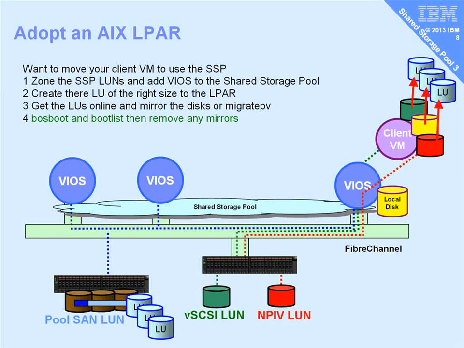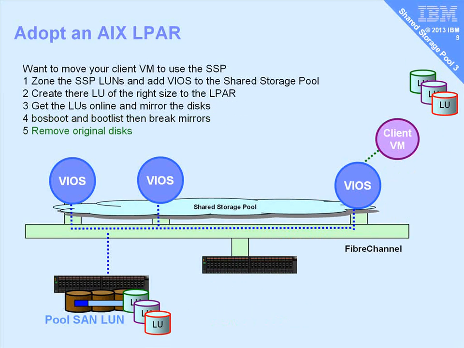We need to do the bosboot and bootlist commands so that we can restart the client VM and boot off the new set of disks. And then if we have any mirrors left, we can remove those. Then we can remove those older disks. This is quite a nice feature and makes life simpler. Maybe we will migrate to a few larger disks rather than lots of little ones, for example.